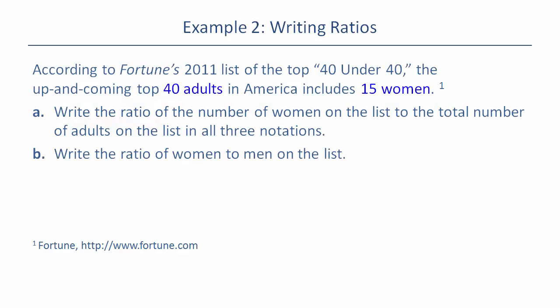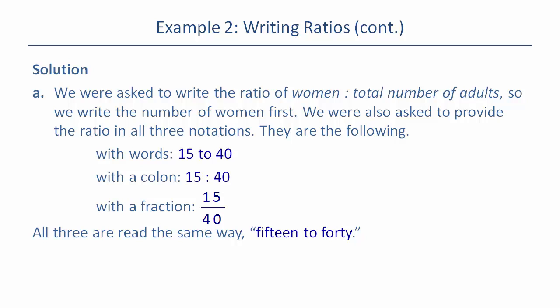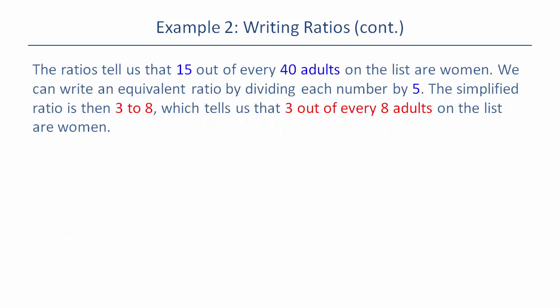Here's another simple example. 40 adults in America include 15 women, right? In the 40 under 40, write the ratio of women on the list to the total number of adults on the list. So we're not going to do women to men, we're just going to go women to total, and then for part B, we're going to do women to men. So the number one thing that's going to get you getting these things wrong is not paying attention to the details of the question. So for part A, it was 15 to 40, and of course 15 to 40 would reduce, and we would say 3 to 8, or 3 out of every 8 adults on the list are women.